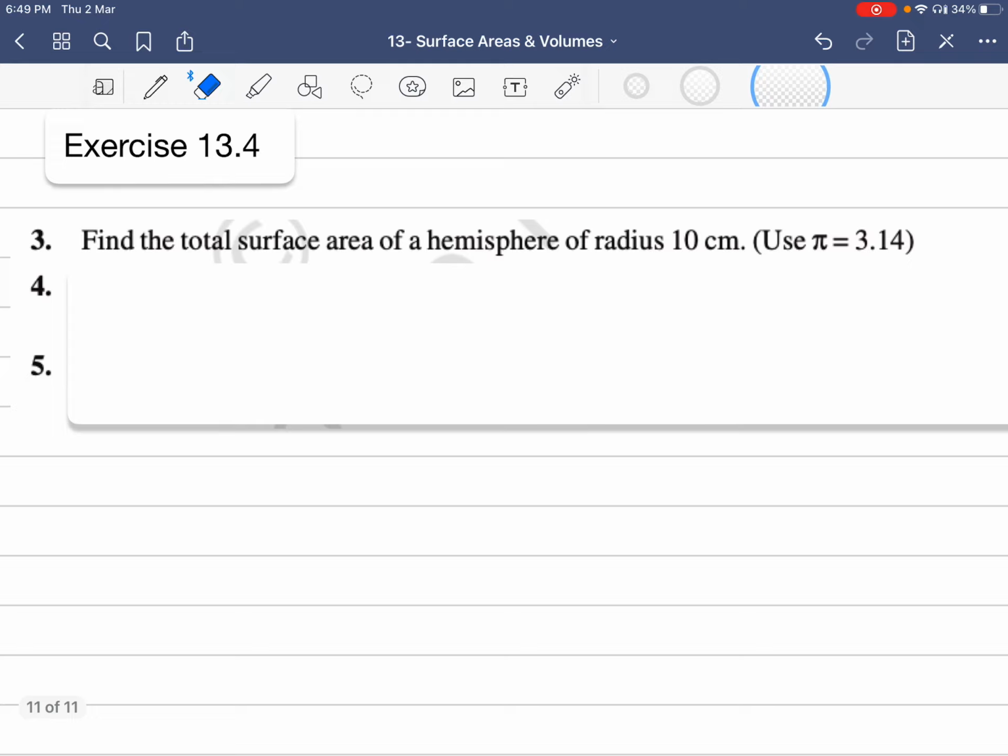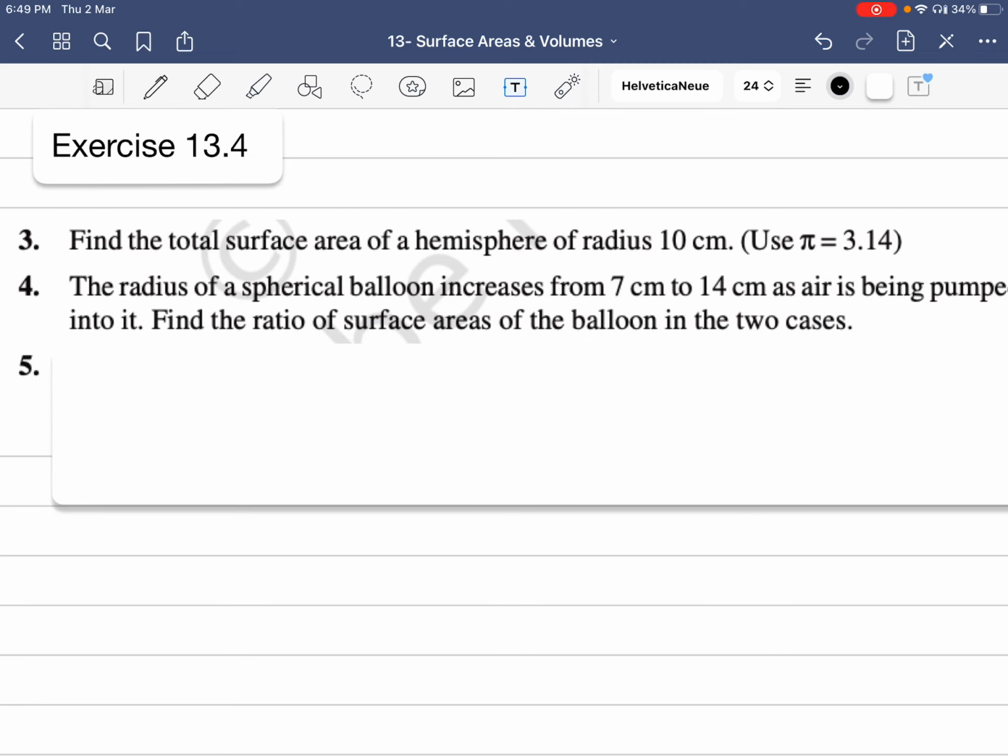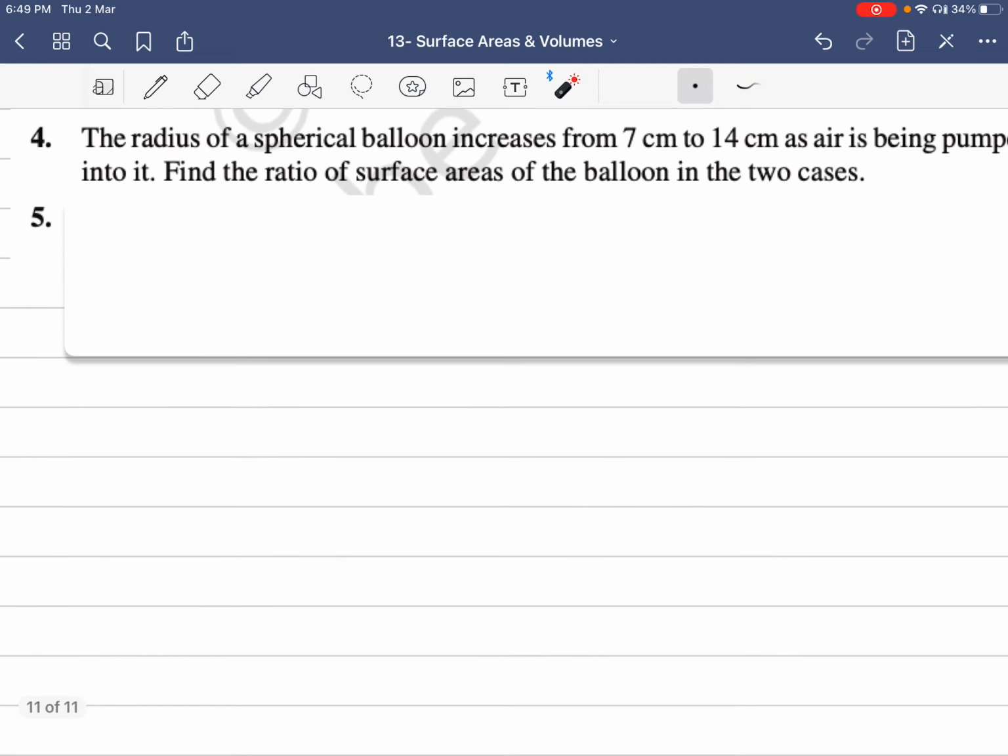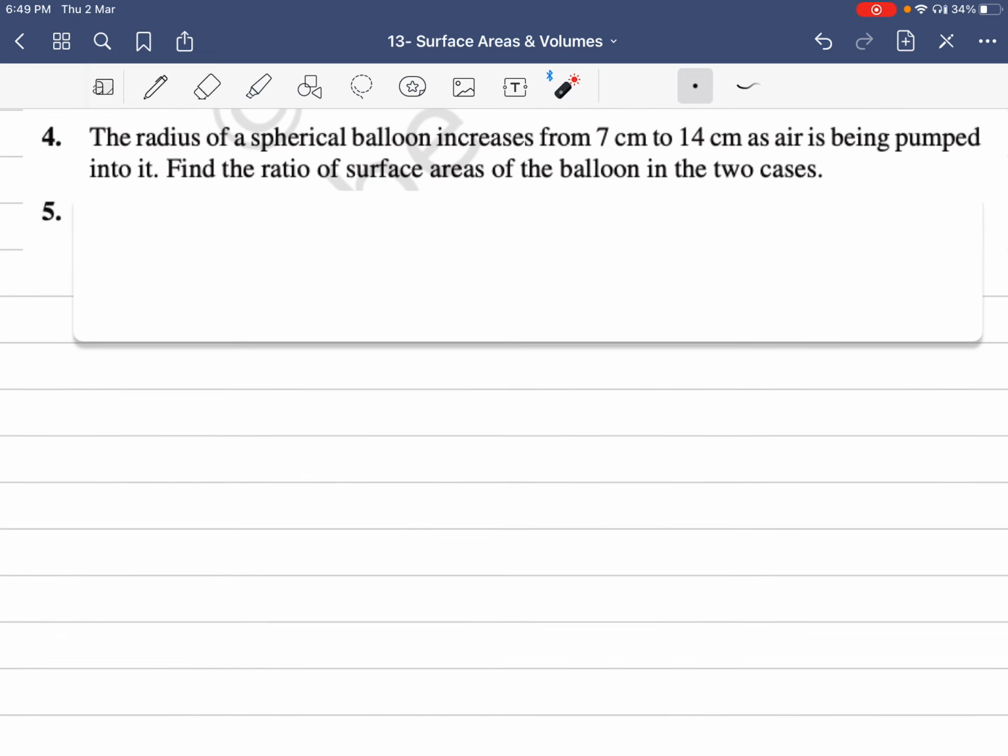Now let's see problem number 4. I'm just going to pull this down. Yes, so this is our problem number 4. Let's focus on it and try to read it. The problem reads, the radius of a spherical balloon increases from 7 centimeter to 14 centimeter as air is being pumped into it. Find the ratio of surface areas of the balloon in the two cases.